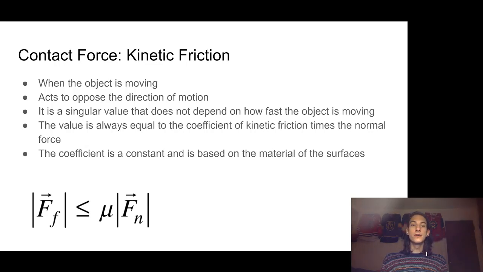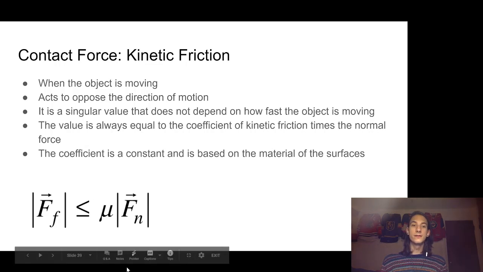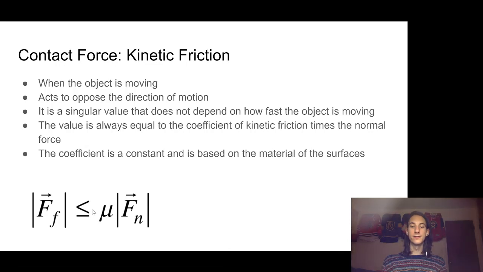And that value is always equal to just our coefficient of kinetic friction times the normal force. So with this, when we're dealing with kinetic, our equation is a little bit weird, but it's not this inequality part, it's just the equal part. And the coefficient, again, is constant, and it's based on the material of the surfaces.